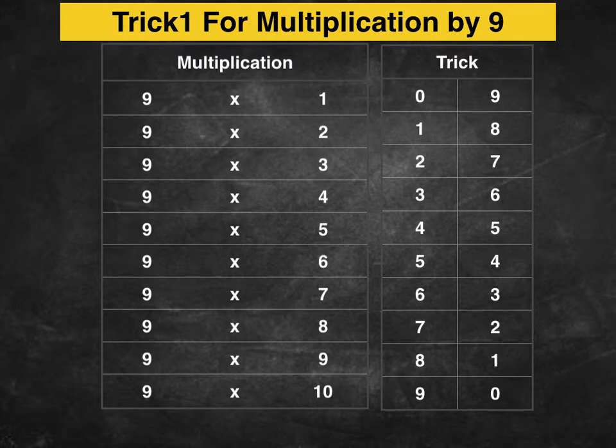So 9 into 1 is 9. 9 into 2 is 18. So we have our answer against the table that we had written first. So 9 into 3, 27. 9 into 4, 36. 9 into 5, 45. 9 into 6, 54. 9 into 7, 63. 9 into 8, 72. 9 into 9, 81. And 9 into 10, 90.